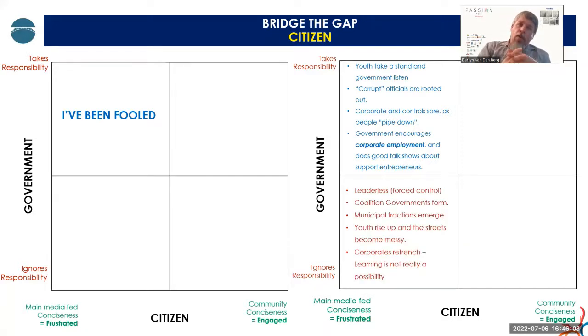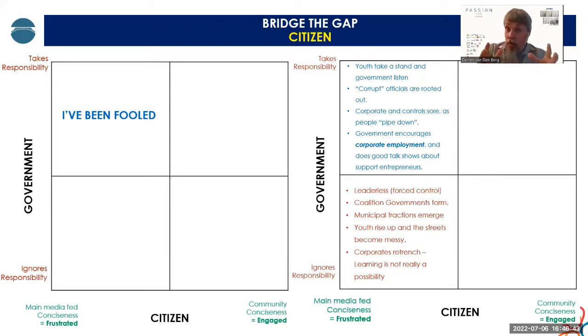Okay, now, where the government continues to ignore responsibility, but the mainstream media continue to control the consciousness and the frustration grows, we see a leaderless country, or a leaderless space which is trying to force control. So it's faction-based, coalition governments form, everybody's trying to force their control. The coalition governments are there just as a tick and a nice to have, but really the stronger coalition forces the weaker coalition to do what they say.